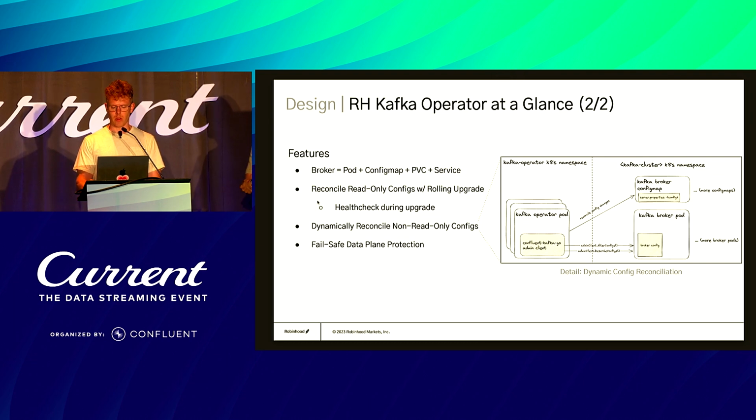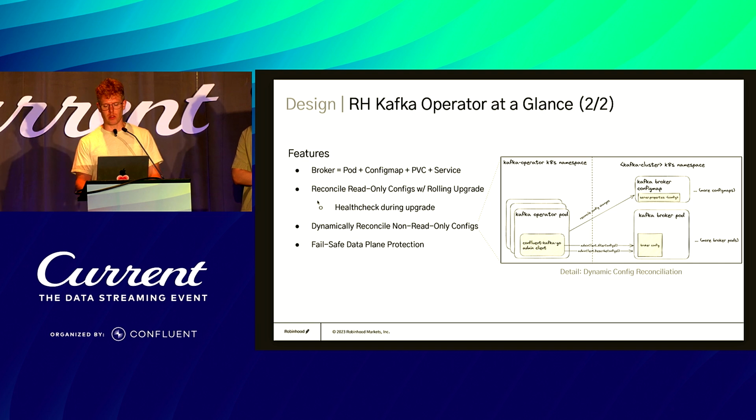I'll show a few other features here, and the way we break down something like a broker. It's represented as a pod that has a config map with the broker config, metrics config, things like that. It is bound to a PVC, which is connected to a volume that's backed by EBS, and then there's also a service for each of those pods.